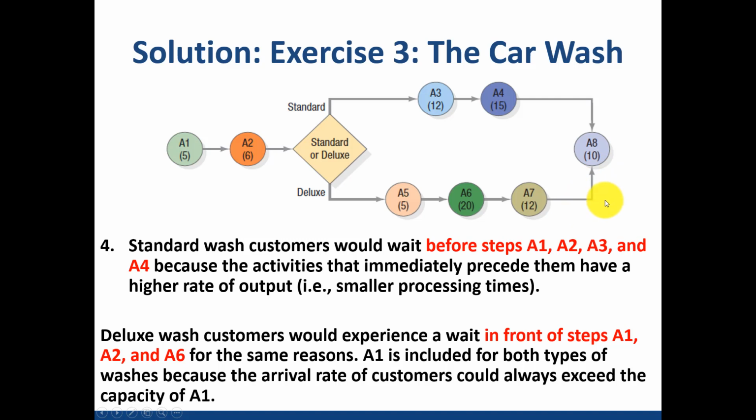So once again, every time that we have a system in which the following step is slower than the previous, then we have a chance for buildup or for WIP. That's a waiting line. Okay, so that's about it with these 3 examples.